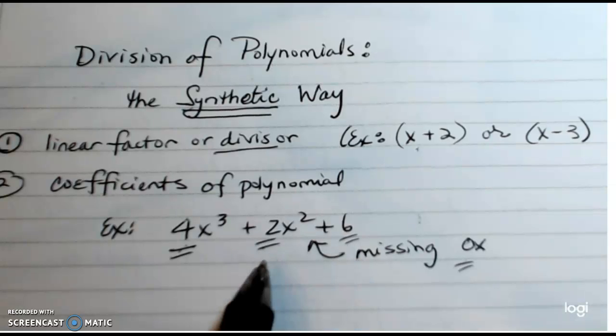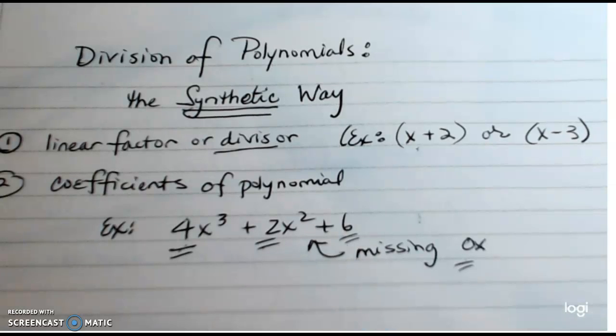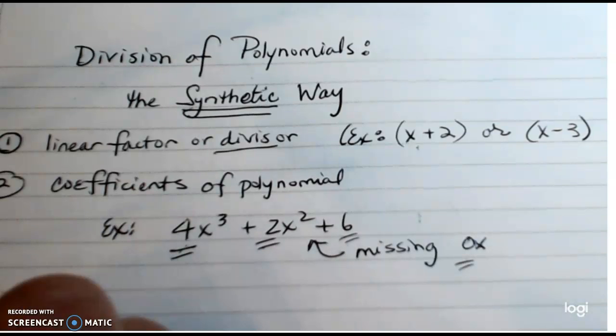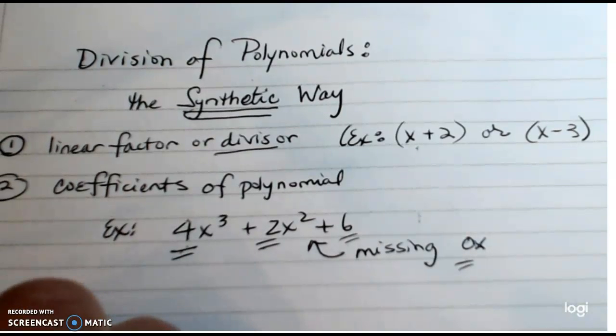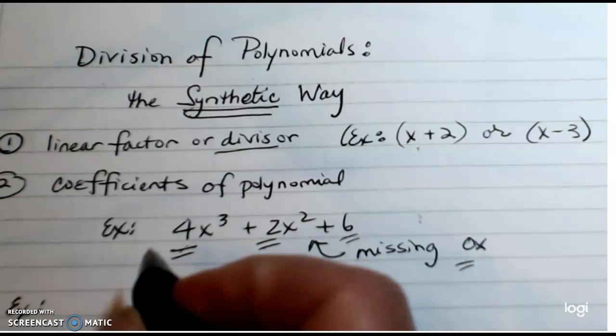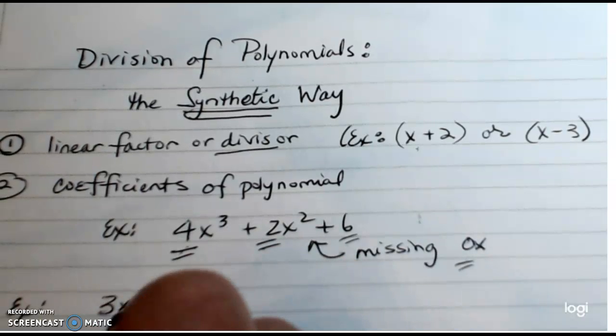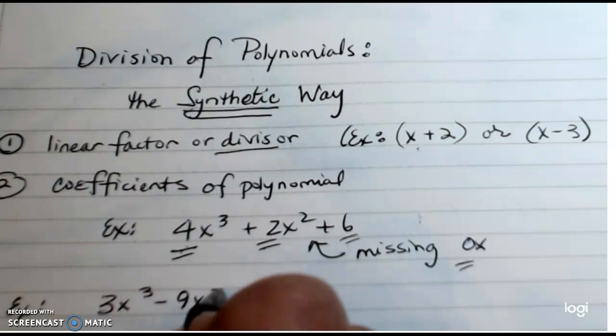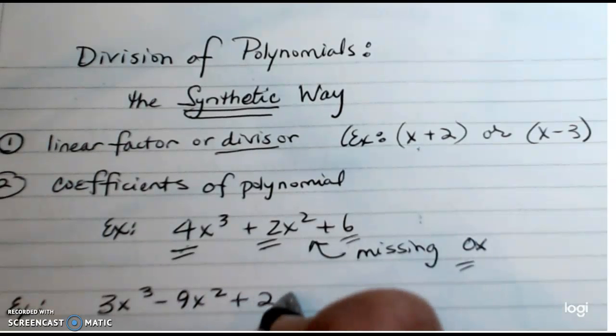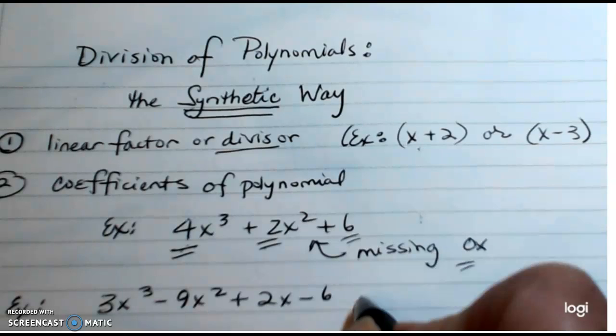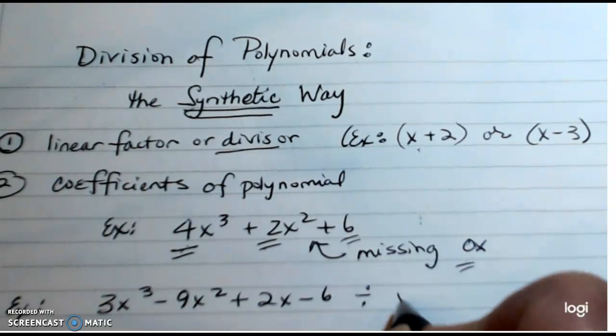So I'm going to demonstrate this in a method to find the polynomial long division for the following polynomial. The example I'm going to give you is an example where we want to take 3x cubed minus 9x squared plus 2x minus 6, and we want to divide it by x minus 3.